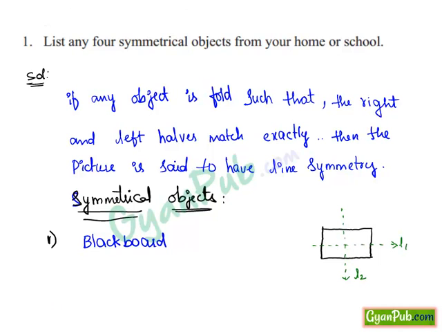The second thing we can see is paper. Here is the rough diagram of paper. If we fold through the L1 section, the upper half will be the same as the lower half, and if we fold through the L2 section, the before half will be the same as the after half. Hence, this paper sheet also has 2 lines of symmetry.